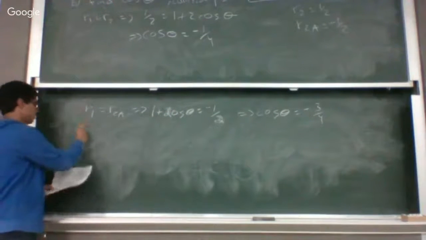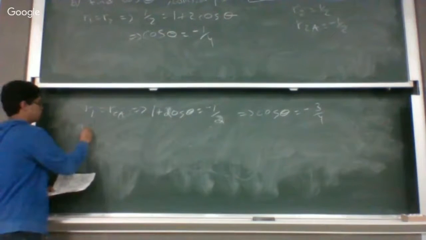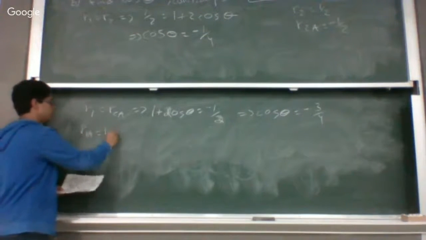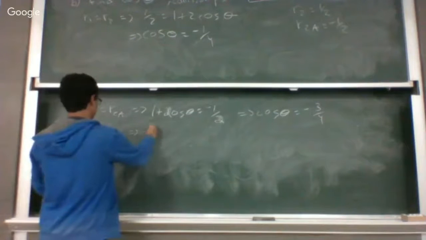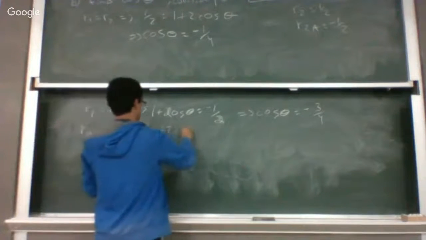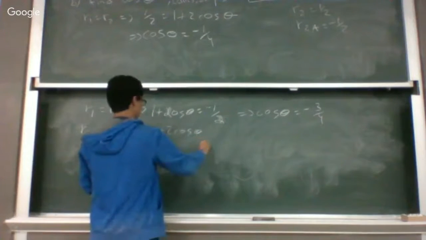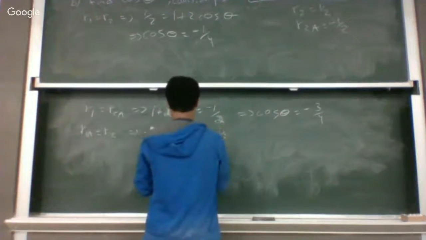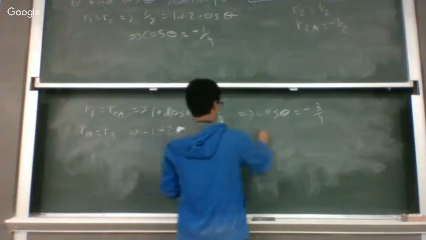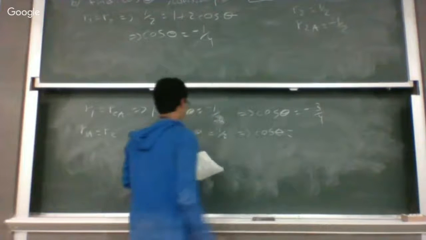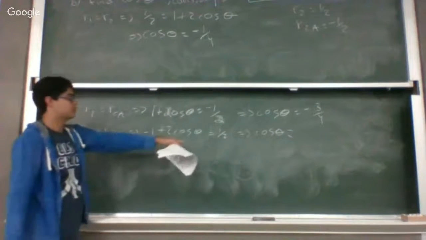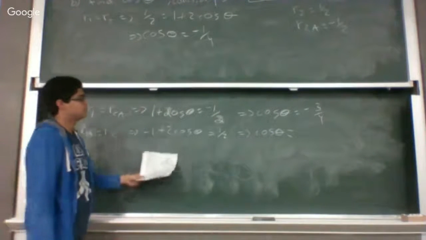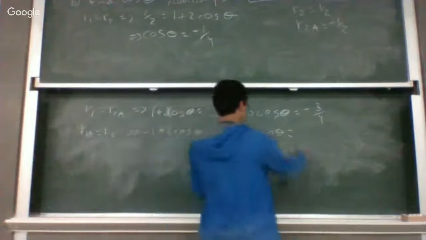And then if we set R1 alternate equal to R2, we get negative 1 plus 2 cosine of theta equal to 1/2. Therefore, cosine of theta, you add the 1 to the other side, so you get now a positive 3/2 divided by 2 is a positive 3/4.